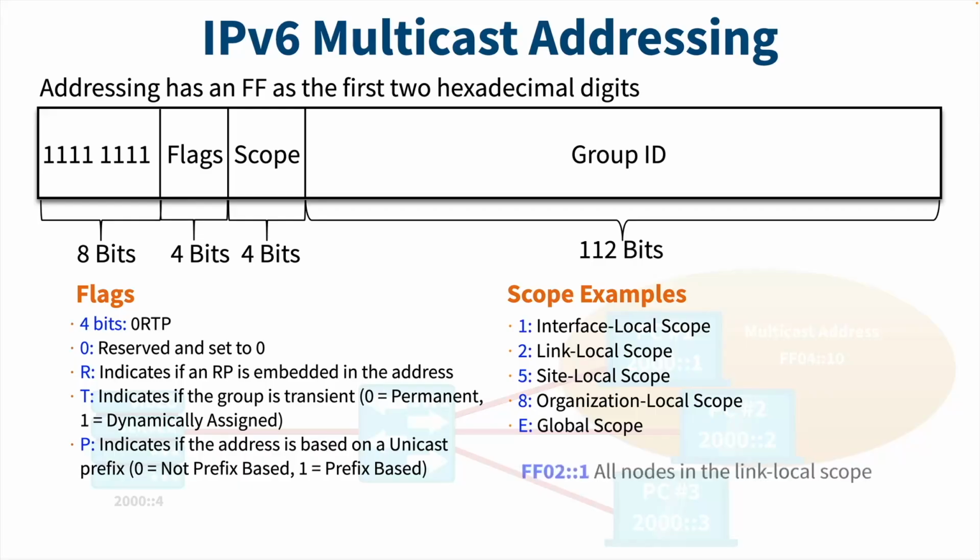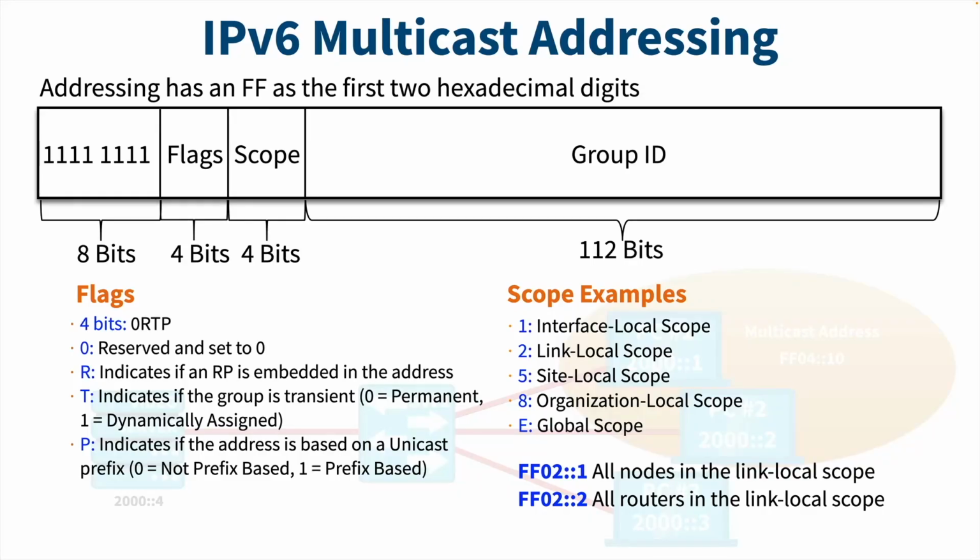Let me give you a couple of examples. If we have FF02::1, we're talking about all nodes, router or otherwise, that are in a link local scope, a network segment. Now notice how this plays out. We have the FF saying this is an IPv6 multicast address, and notice that the next hex digit is a 0. That means our 0, R, T, and P bits are all zeros. We say they're all going to be zeros except the T by default, and the T is going to be a 0 if it's a well-known address. And this is.